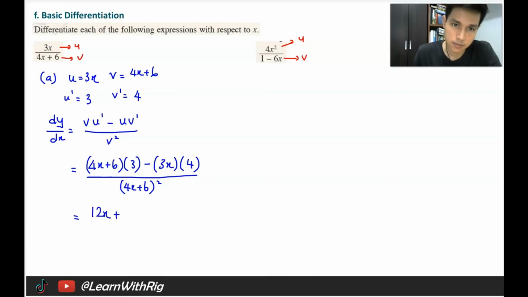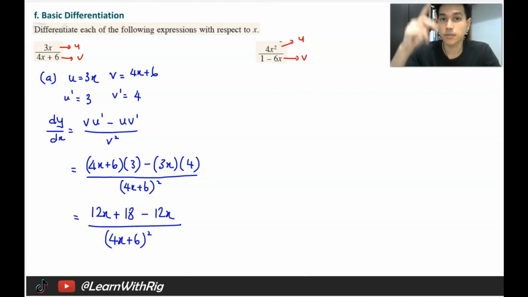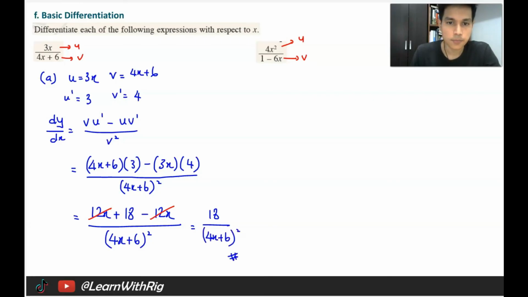So when you solve this, you will get 12x plus 18 minus 12x over, so we usually don't have to expand the bottom one, because sometimes you can factorize with the numerator, so try not to expand it first. In this case, here 12x, here 12x, you can cancel each other, so you will get 18 over (4x plus 6) squared. So this is your dy/dx answer.